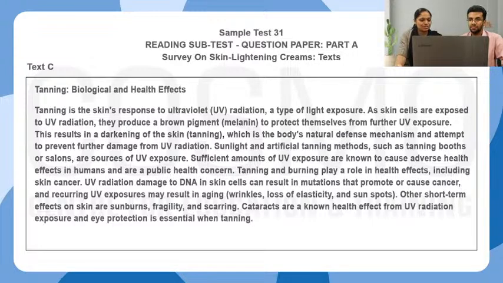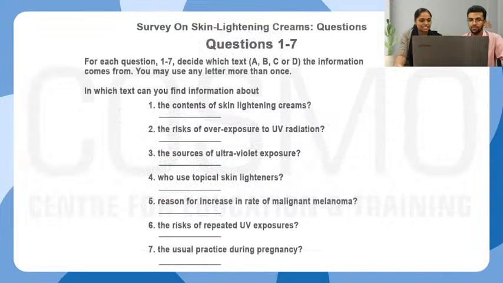So let's go with the last question of the set. Question number 7. The usual practice during pregnancy. By identifying the keyword itself without going back into the text, you can answer this question, right? Yes. Because the keywords here, the usual practice and pregnancy, are only found in one text, and we have already said where it is found when we discussed the texts.